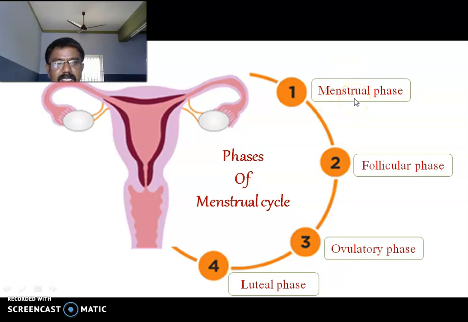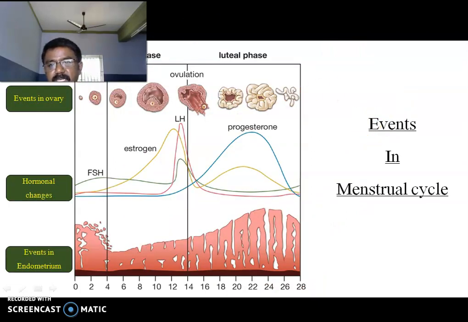Separately, the phases: define menstrual phase is a 2-mark question, define follicular phase is a 2-mark question, define ovulatory phase is a 2-mark question, define luteal phase is a very important 2-mark question. The 4 titles are also called 2-mark questions. What are the phases present in the menstrual cycle, right?